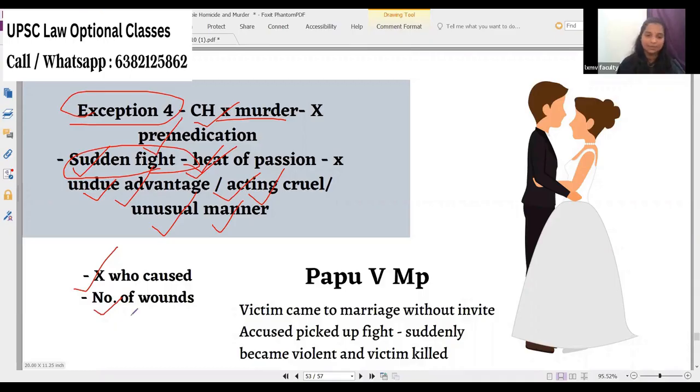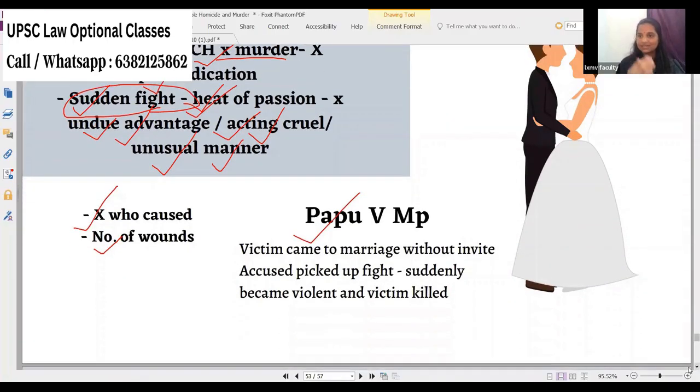Then it is acceptable. Let me give you a case law. Papu was a state of MP. What happened? A guest came to a wedding uninvited. Immediately, a few people standing there started to question him. Why did you come inside?